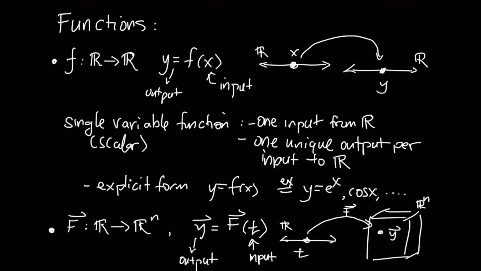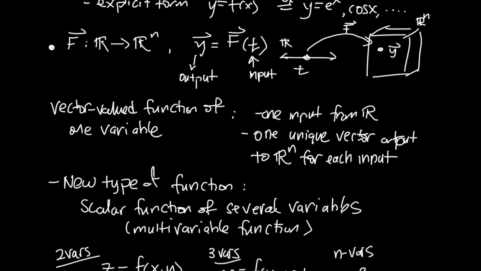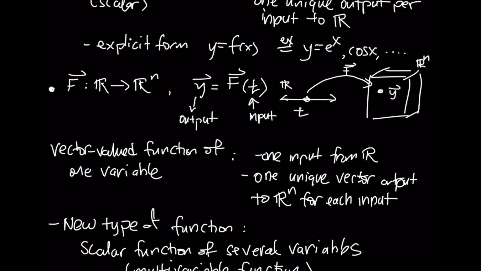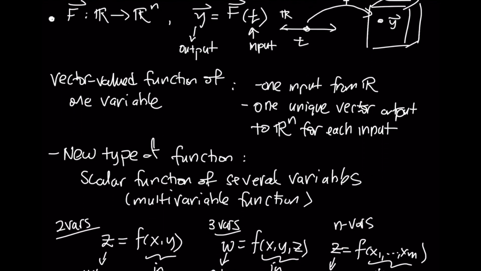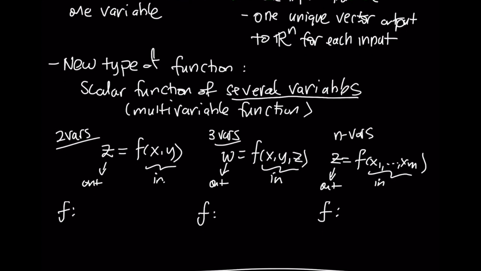Earlier in this course, we introduced a new type of function. We talked about a vector-valued function of a single variable. We take a single real number and we produce a unique output vector. Well, to continue our study in calculus, we need to introduce a new type of function called a scalar function of several variables. You could have a function that has two input variables and one output variable.